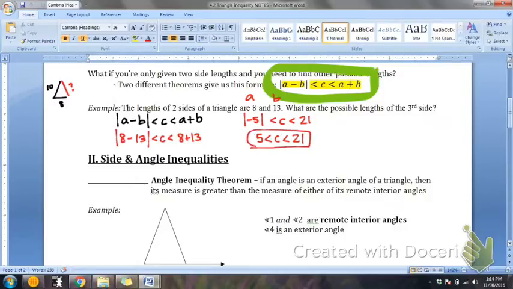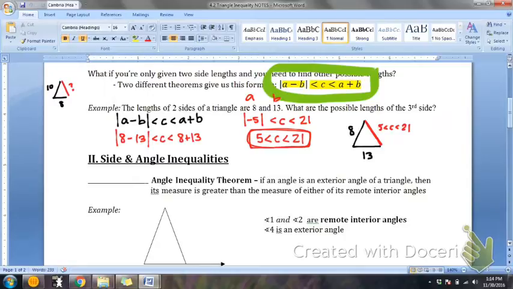But what does that actually mean? If I have 8 and I have 13, that means that this other side in here can be anywhere between 5 and 21. You can pick, you don't have to pick one. You just need to tell me that the range is from 5 to 21. Because what would happen if, for instance, I picked 4?